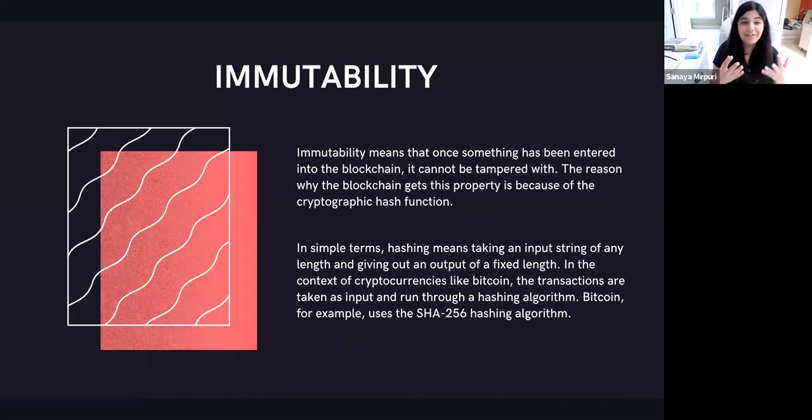The third and final pillar of blockchain technology is immutability. This means that once something has been entered into the blockchain, it cannot be tampered with. The reason why the blockchain gets this property is because of the cryptographic hash function.